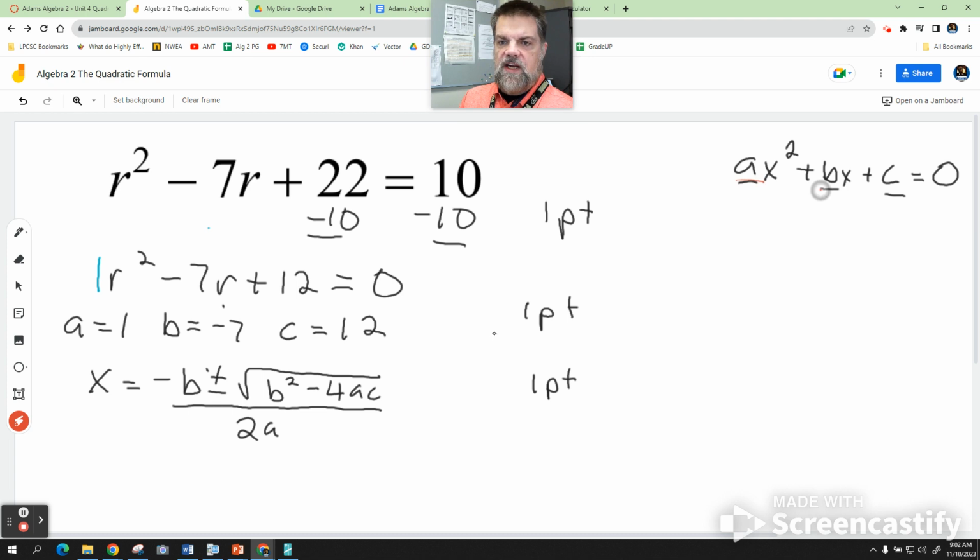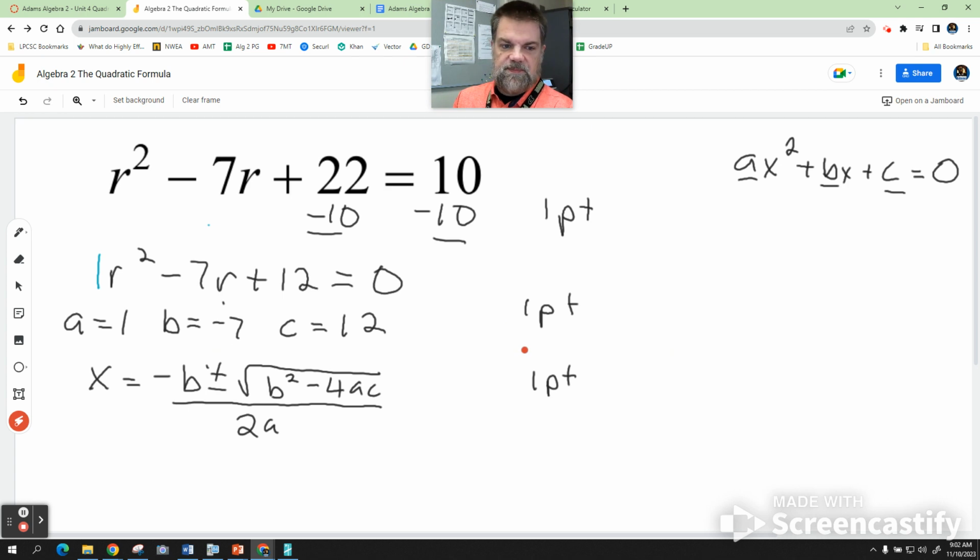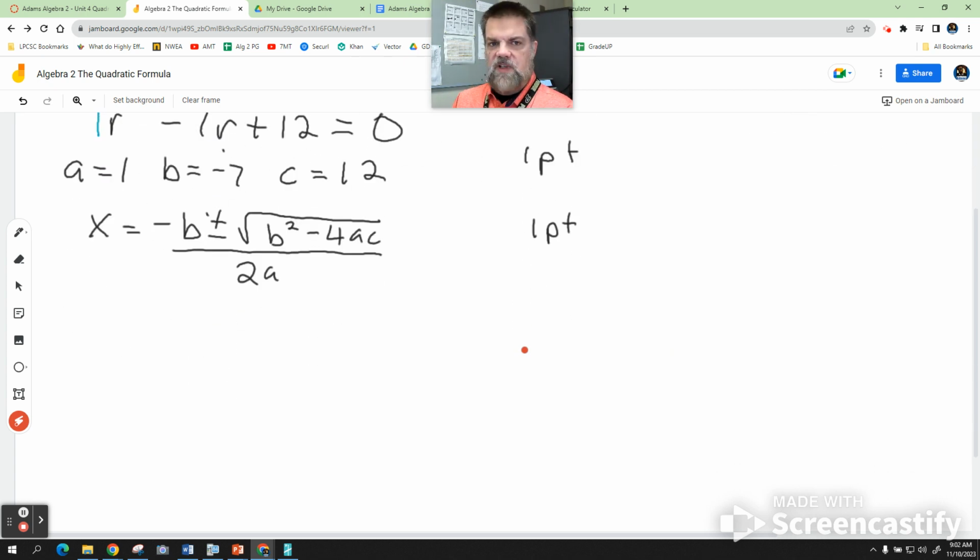Also, we want to identify the a, b, and c. So a is 1, b is negative 7, right? C is the constant, so that's equal to 12. That'll be worth 1 point. Another thing that's worth 1 point is writing out the quadratic formula itself. I want you to write it out for every one of these problems because I'm trying to help you memorize it. It is so helpful to kind of memorize it. Plus, the fact of writing out each step one step at a time is just very helpful.